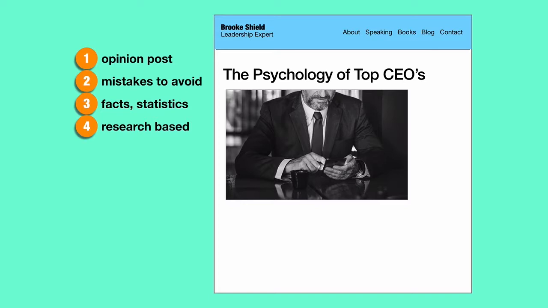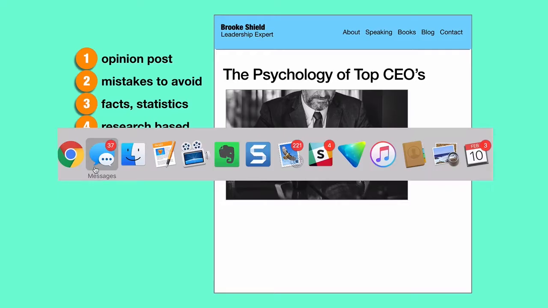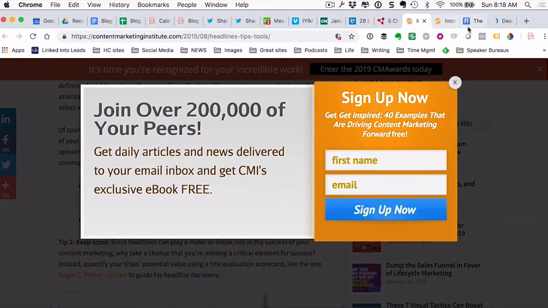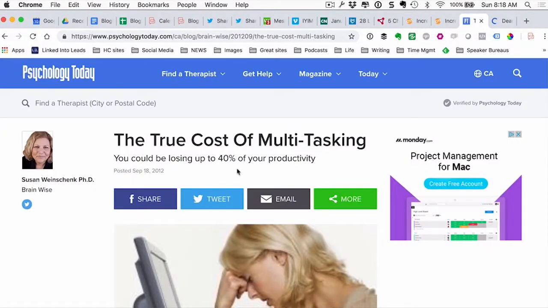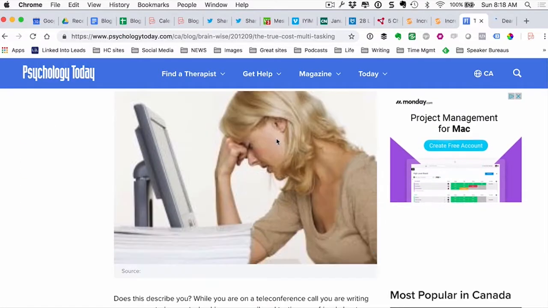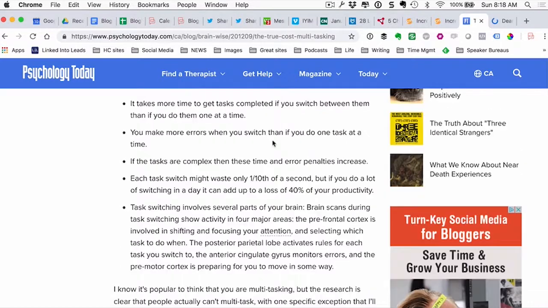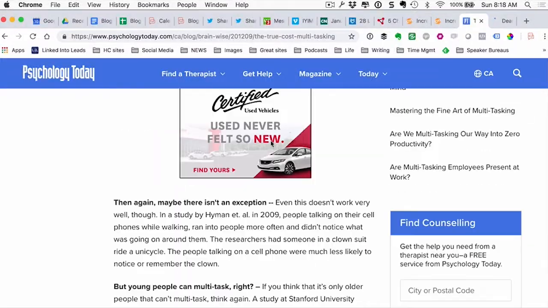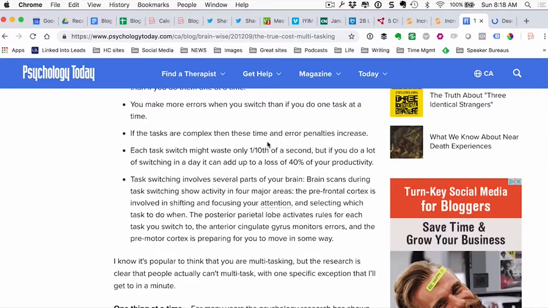So for example, maybe the blog topic I'm looking for is the psychology of top CEOs. Great. Well, I head over to, let's see, Psychology Today. Oh, here's a great article about the cost of multitasking. You could be losing up to 40% of your productivity. Okay, great. So I scroll down, and what I'm going to look for is the link that actually refers to that research, that primary research.